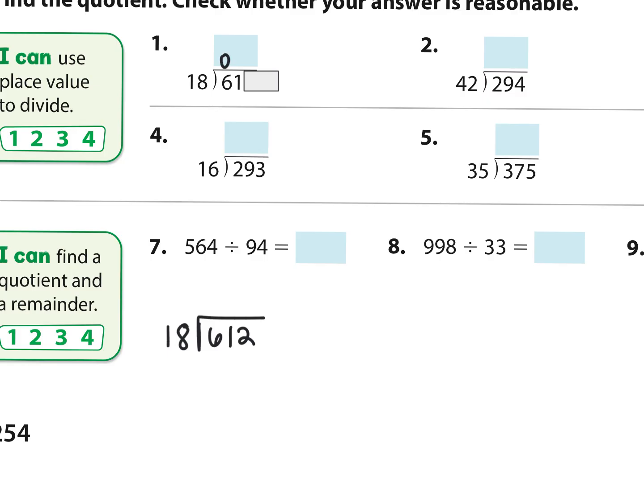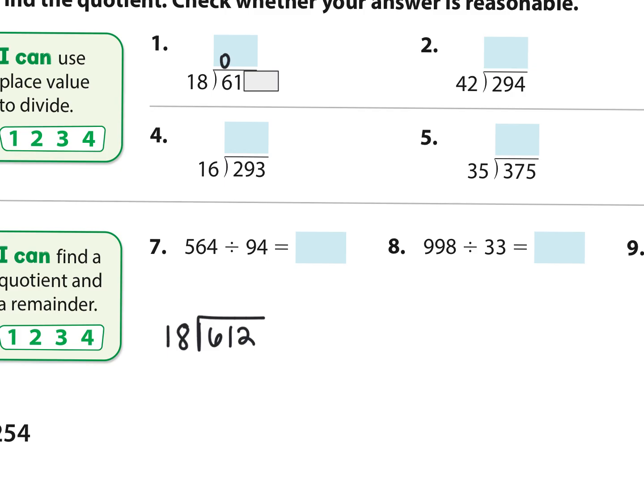Okay, well, what is 18 kind of close to? 20. It's real easy, right? 20s are easy to work with. About how many 20s can divide into 61? 3. Now, that doesn't mean 18 can go in 3 times. I want to double check myself.